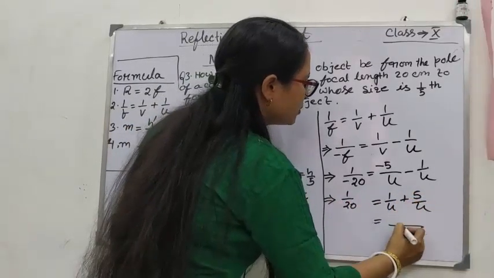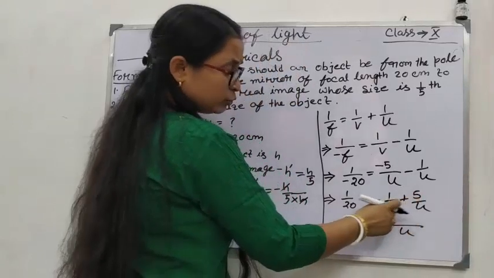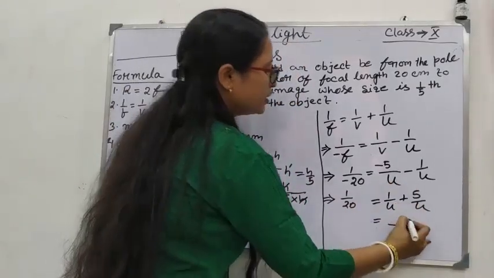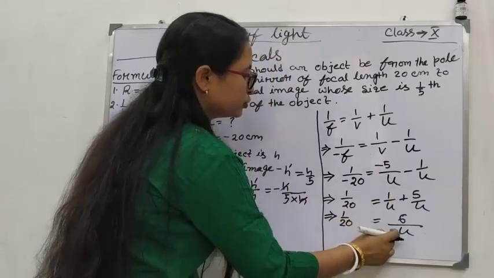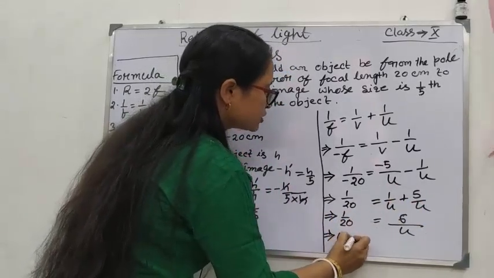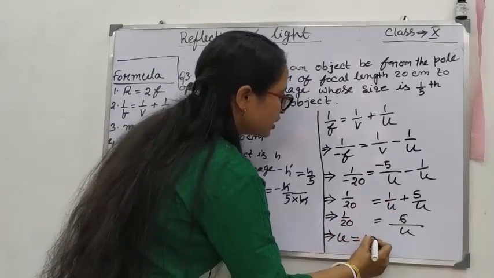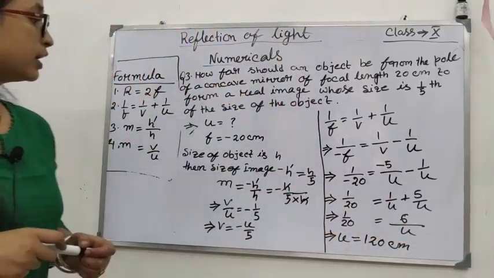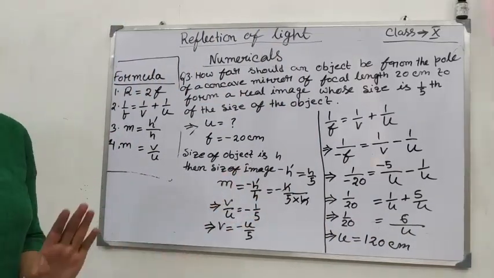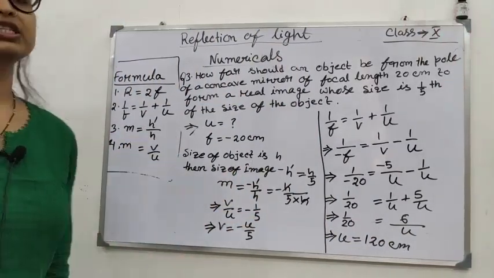Now take the LCM, u will be there. Now 5 plus 1, it will be 6. 1 by 20 is equal to 6 by u. So u is equal to, cross multiplication is there, 120 centimeter. This is the distance of the object from the pole. Understood? So you can take a screenshot.